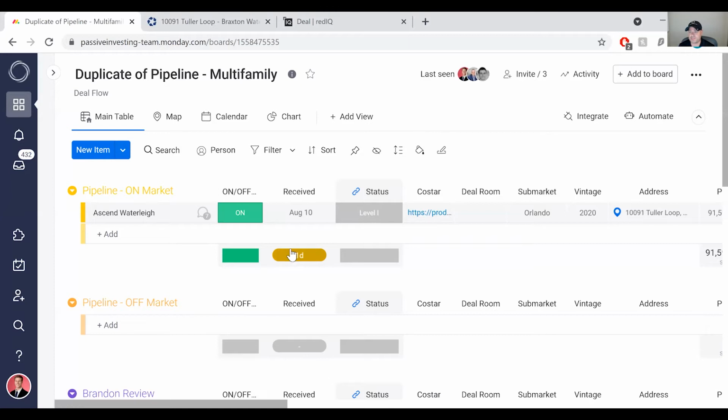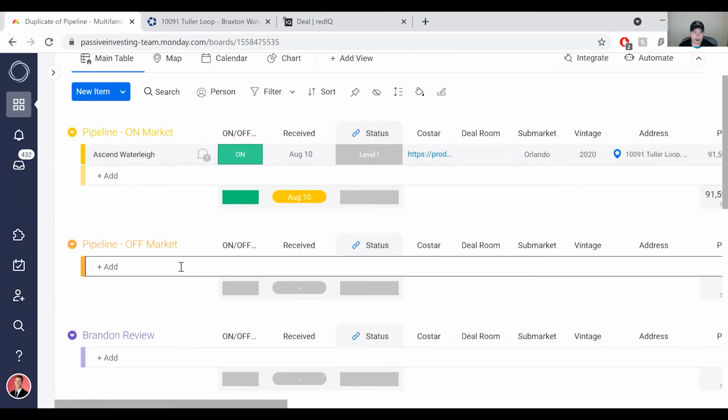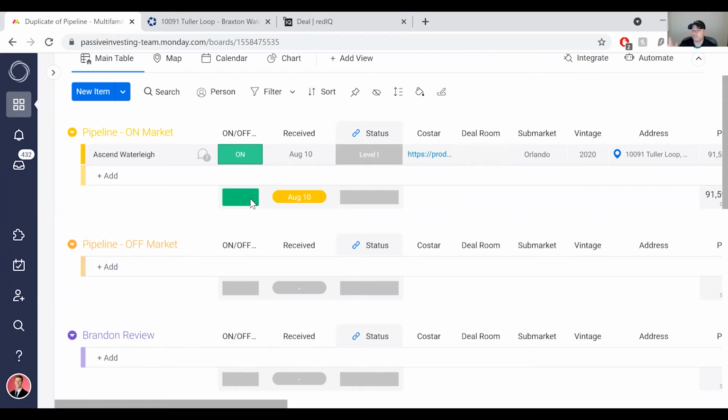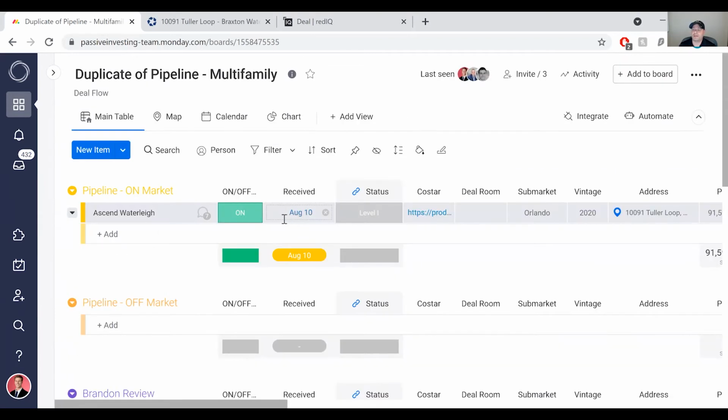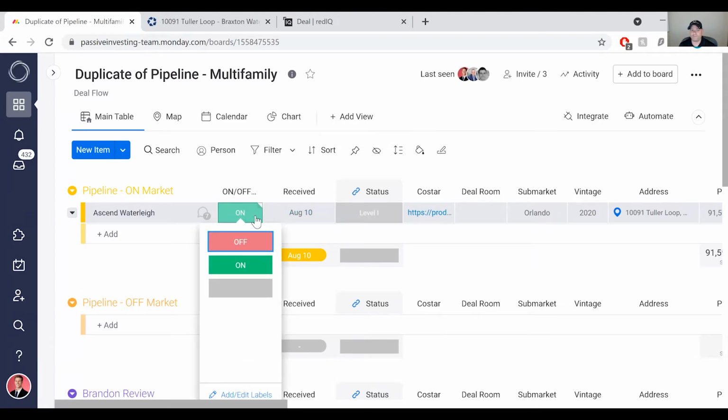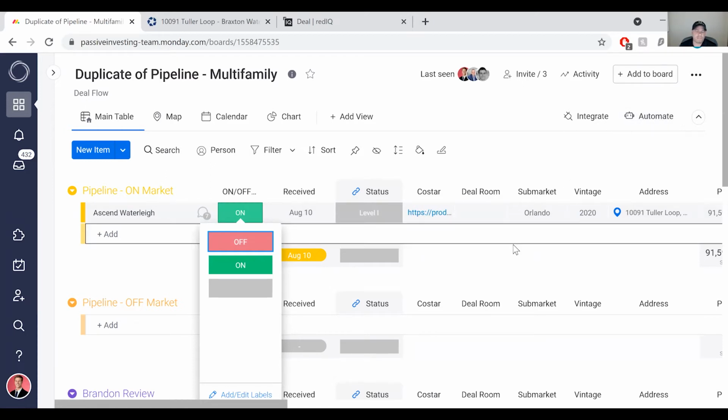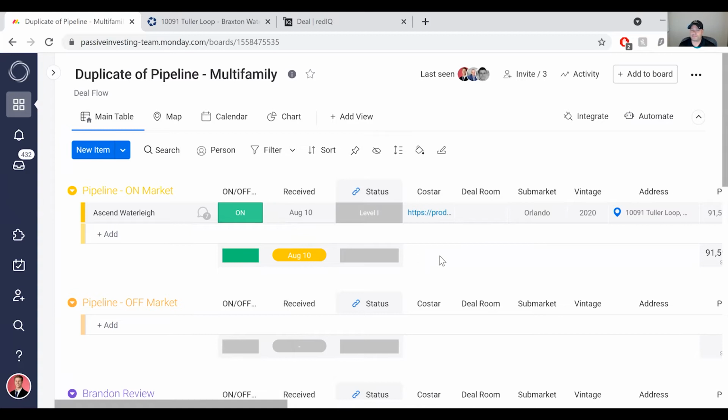If it's not fully listed and it's off market, it's going to kick down into its own bucket, the pipeline off market. As soon as you change that to off market, it moves the item down into that. That's how you can build automations into the system so it does that automatically. And that helps us because the off-market deals have a little more urgency to them, and you want to make sure you get to those quickly. So that's why we separate those.